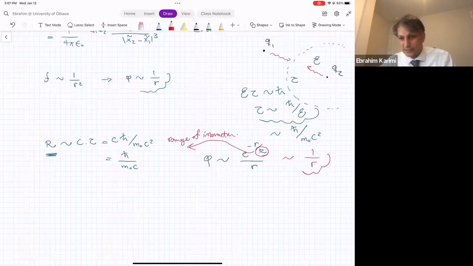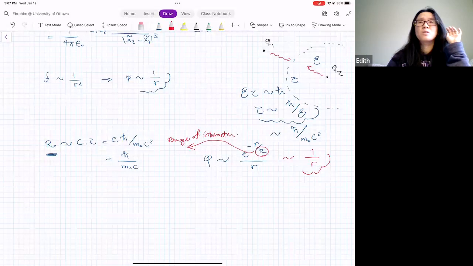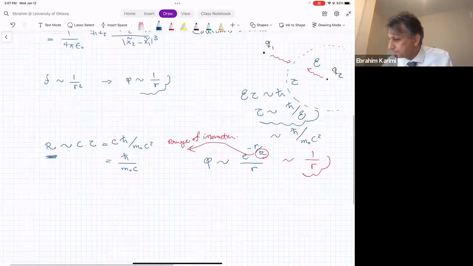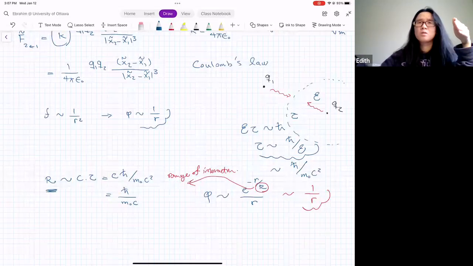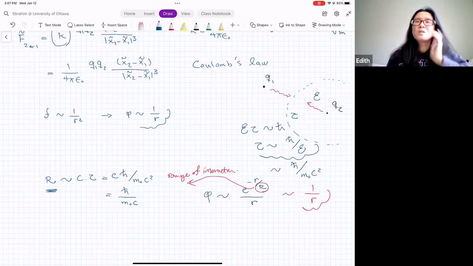Okay, fantastic. I just have a quick question about the notation. So the small r is the distance between the two particles, and the large R has to do with how long the particles are around. I don't quite understand what tau means.